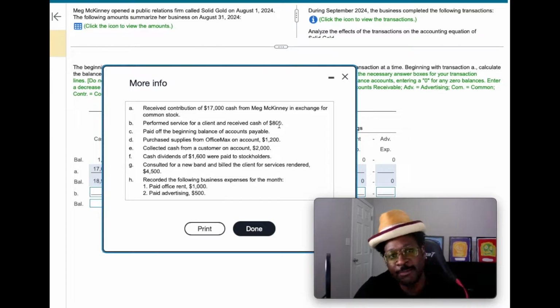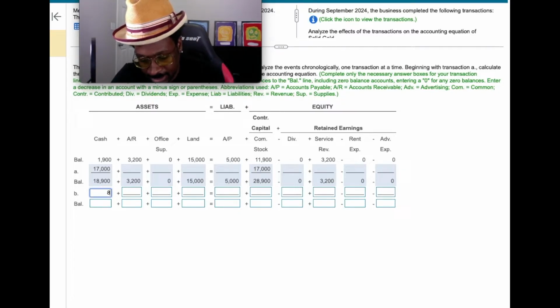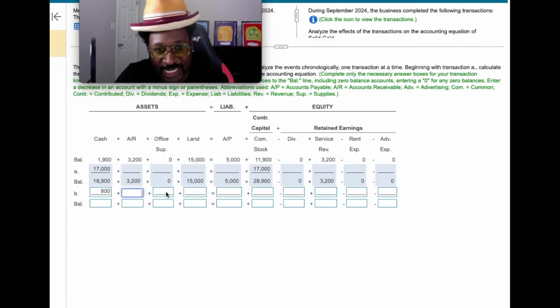Now, they didn't provide the service for nothing. They received cash. So that also increases our cash account, adjusting our total assets value on the accounting equation by $800. And so our cash account now went up by $800. No effect on any other asset account or liability, so we're going to keep that blank.